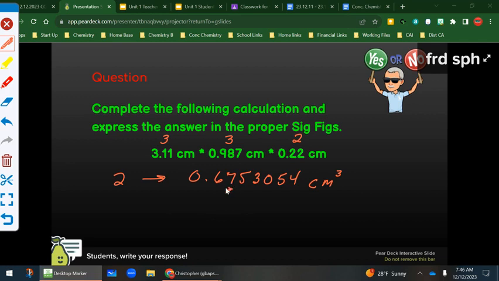So do we leave that 7 or do we move that up to an 8, Jacqueline? We move it to an 8. So your final answer is 0.68 centimeters cubed, ladies and gentlemen. Questions? All right. Excellent, wonderful, incredible, ladies and gentlemen.